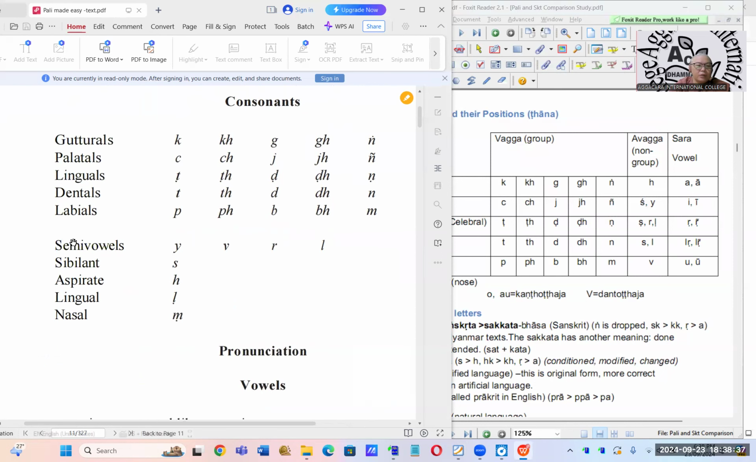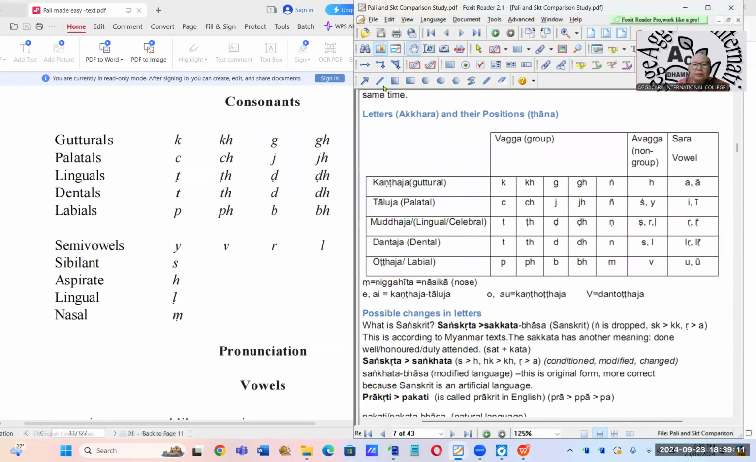But at least we get to know also some of the terms like semi-vowel. Ya, wa. Y, remember, is to do with the I. V is to do with the U. R here is R, L, and L. And S is sibilant, all right? H is aspirate. Aspirate means we call it like a puff of wind, like ha. Lingual with the L dot. Nasal means here we call it nasal consonant, because the sound is to do with the nose. Okay, so that's in Pali.